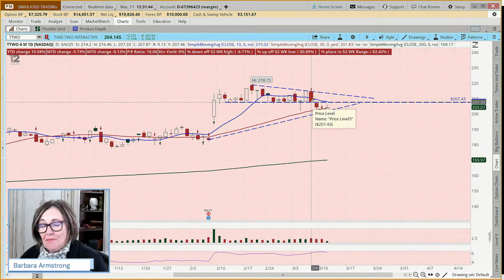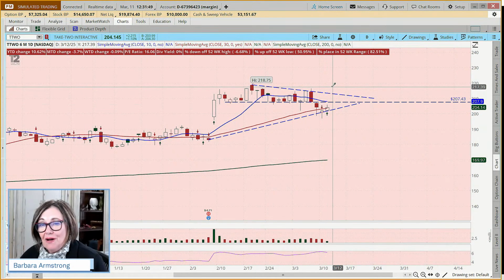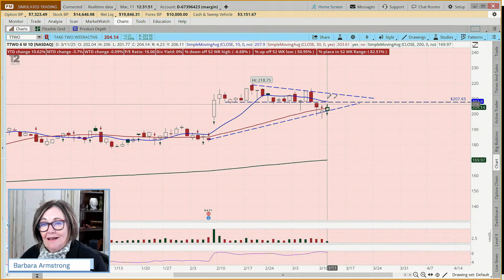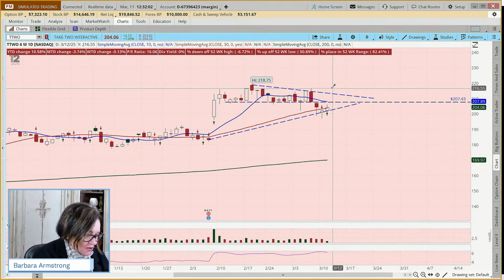And so some might look at this and say, hey, until I see it break above this and then above this, I am not waving my bullish flag yet. Okay. So that is take 2.